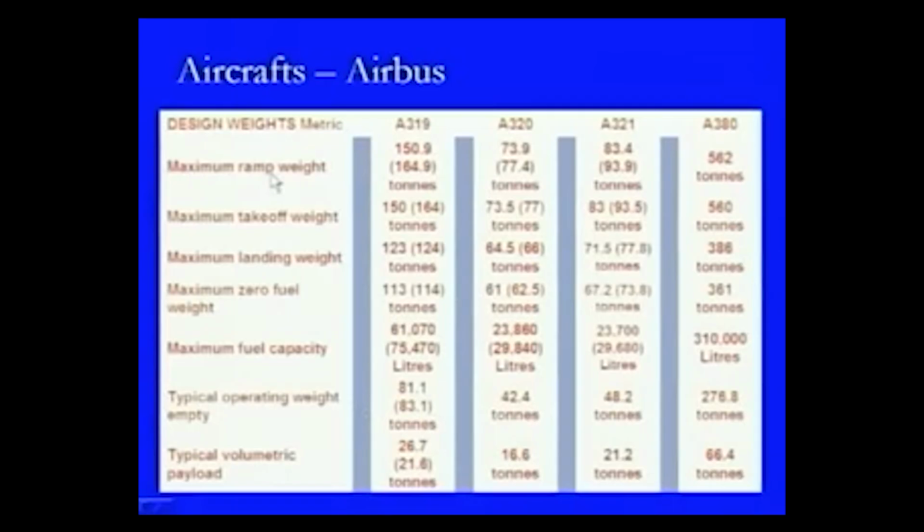Some more conditions are there, related to the design weights, as we have discussed previously. And the difference is that if we look at the maximum takeoff weight, in the case of the A380 it is 560 tons with respect to 150 tons of the A319. So, that is the difference again in this case. Or if we look at the maximum fuel capacity, then it is 3,10,000 liters in the A380. That is the amount of fuel it carries with it, so that it can go up to a maximum distance.